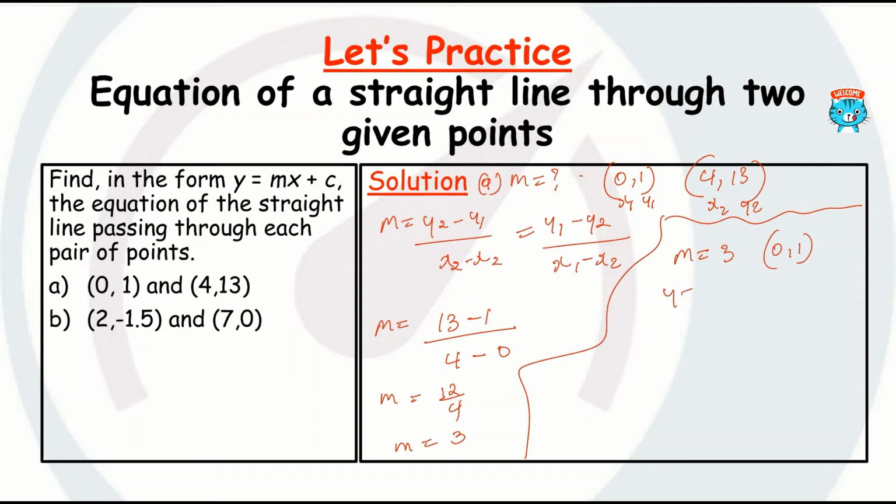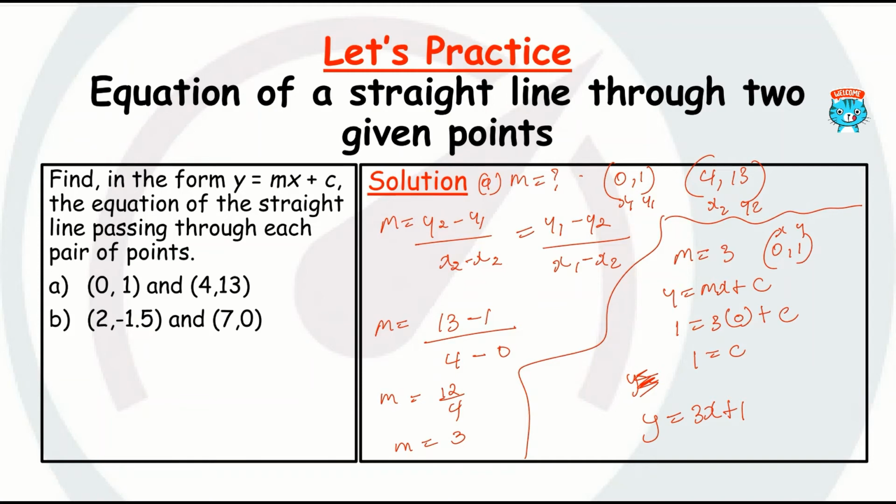So we have y equals mx plus c. Let's plug in what we have. This is our x, this is our y. So 1 equals, m is 3, x is 0, plus c, which is what we need to find. So 1 is equal to c. So the equation is y equals 3x plus 1.